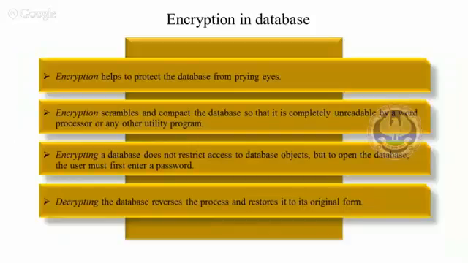Encryption helps to protect the database from prying eyes. As the word suggests, it scrambles and compacts the database, so it is completely unreadable by a word processor or any other utility program. Encrypting a database does not restrict access to database objects, but to open the database, the user must first enter a password. That means decrypting the database reverses the process and restores it to its original form.